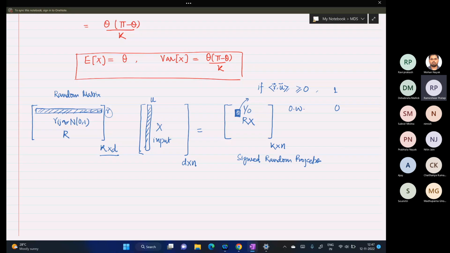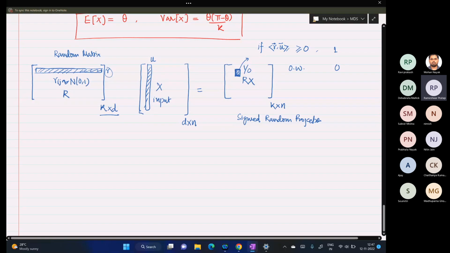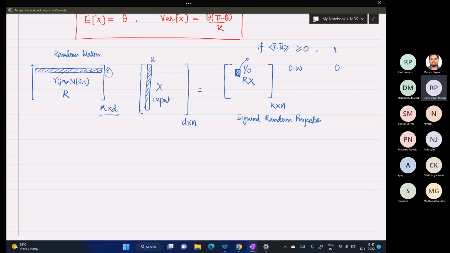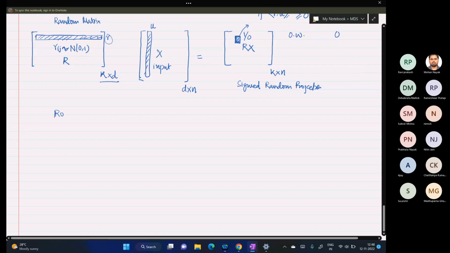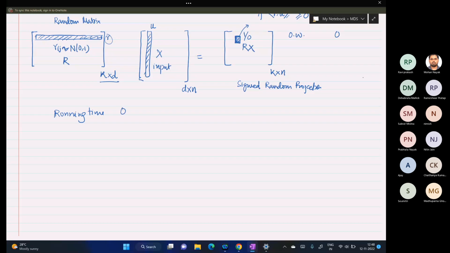Yes, sir. So the standard random projection algorithm approximates Euclidean distance and dot product, and the signed random projection algorithm approximates angular similarity and cosine similarity. And again, the running time is order ndk, and the space is order kd to store the matrix R, right?